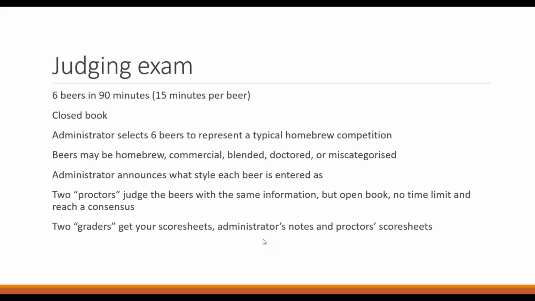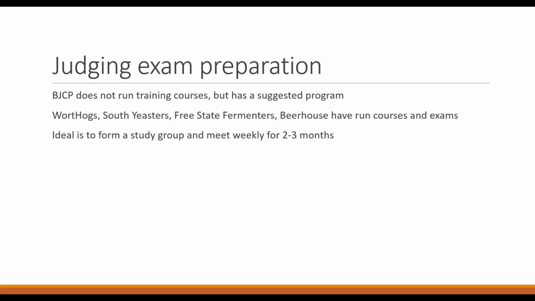What a grader then has to do is look at what the administrator said about the beer, look at what the proctors thought about the beer, so they have a good idea of how the beer should have been judged, and then they go through your score sheets and mark how accurate you were. But I'm not going to go into much more detail about that. In preparation for an exam, one would go into a bit more detail.